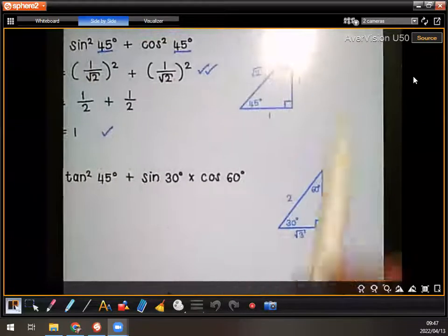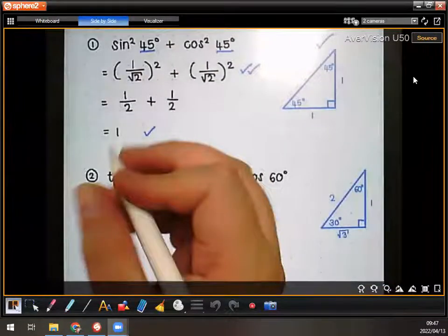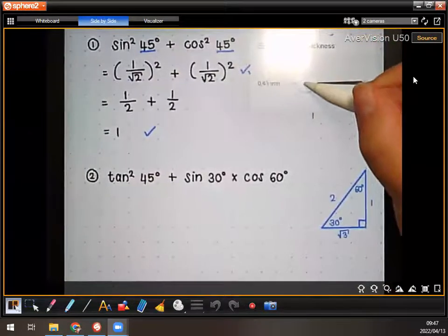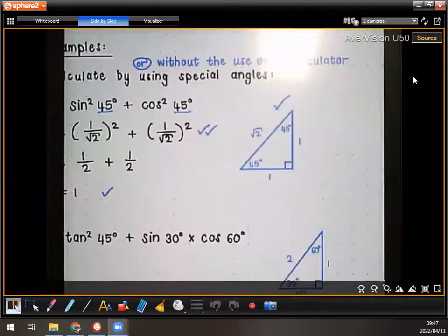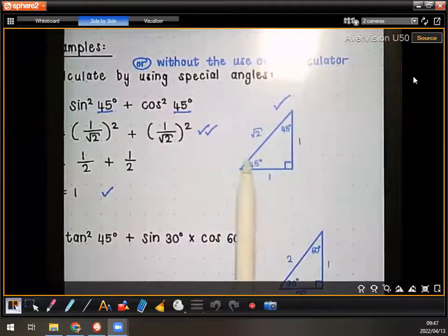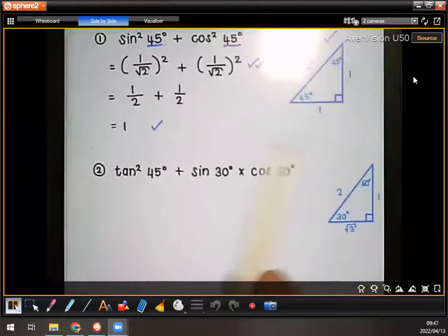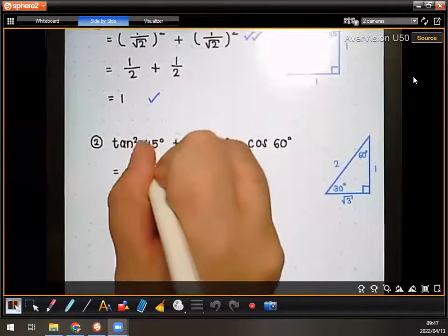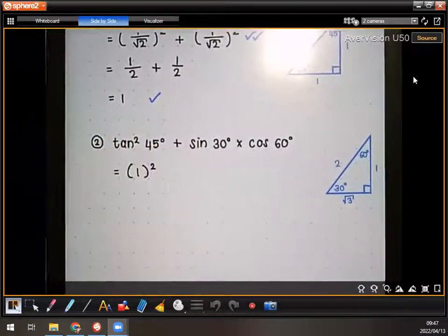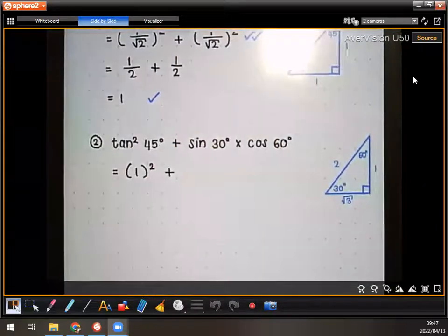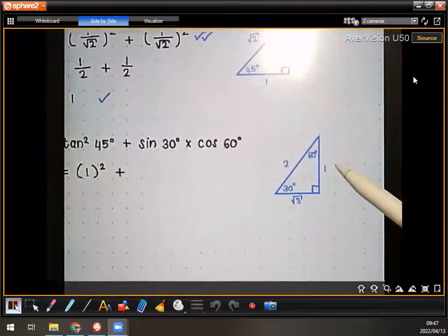Okay, back to the actual question. So now tan squared 45. Guys, tan 45 is 1, am I right? Let's go back up to our 45-degree triangle. Tan is opposite over adjacent. So tan 45 is 1. So this is going to be 1 squared, which is just 1. So you can write 1 if you want to. Plus sine 30, opposite over hypotenuse. Sine 30 is a half.